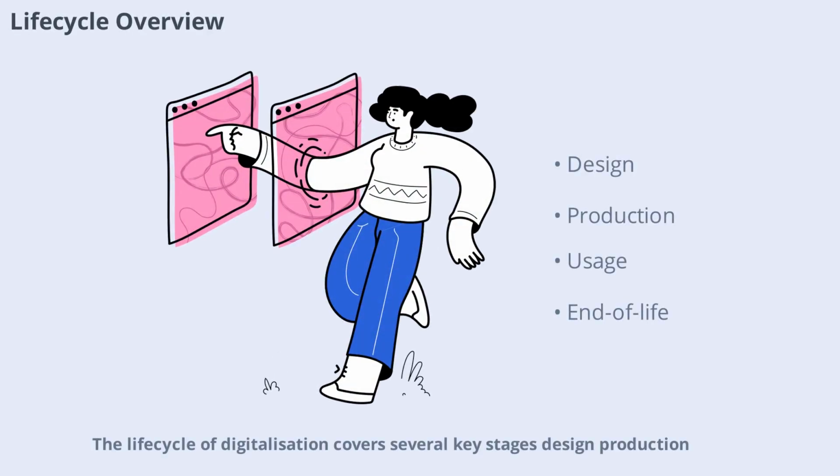The life cycle of digitalization covers several key stages: design, production, usage, and end of life. Each stage presents unique challenges and opportunities for sustainability. By examining the entire life cycle, we can identify where the biggest environmental impacts occur and how to address them. This holistic approach ensures that sustainability is not an afterthought but a core part of digital innovation. Let's dive into each stage, starting with the design phase.